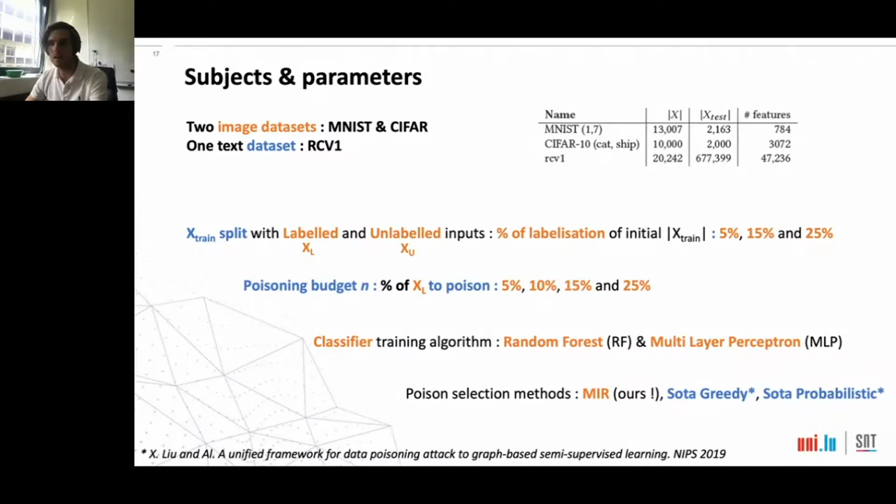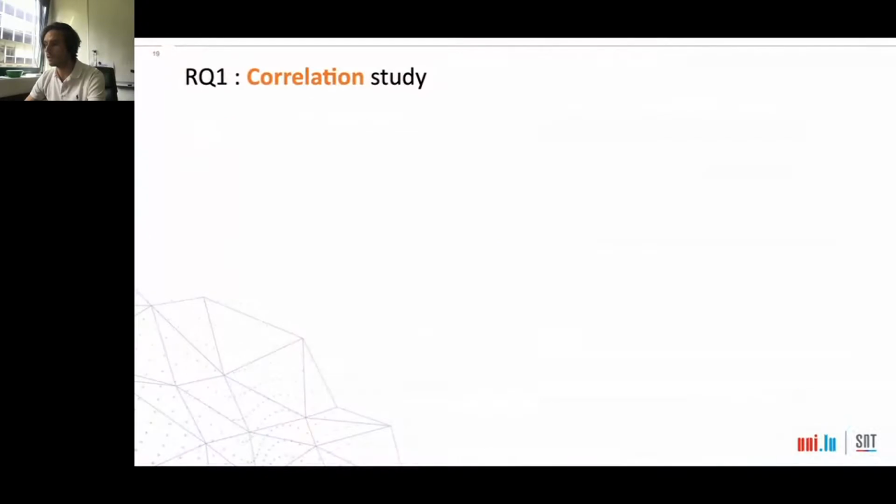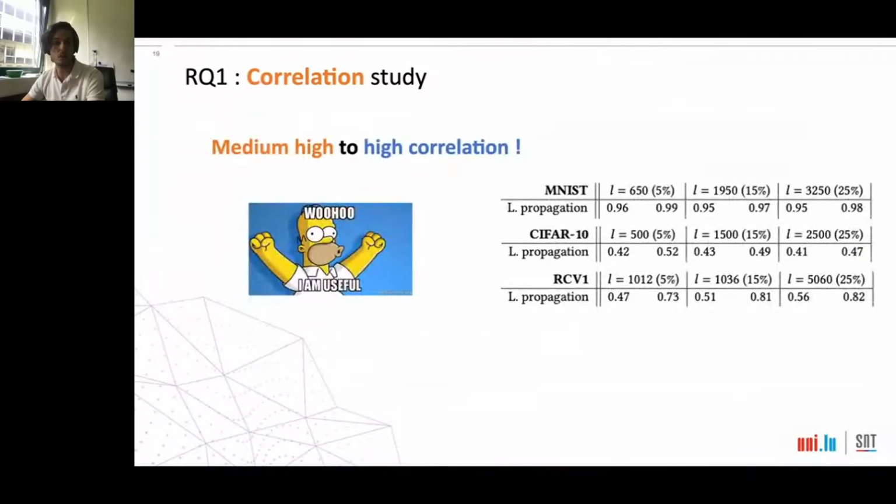Now, how well did we perform? First, on the correlation study, spoiler alert, it did work. So we had medium-high to high correlation when running this study. Here is a sample of the result. On the right column, we have the Pearson correlation coefficient. On the left side, we have the Kendall correlation coefficient, which are two pre-established correlation coefficient calculations.